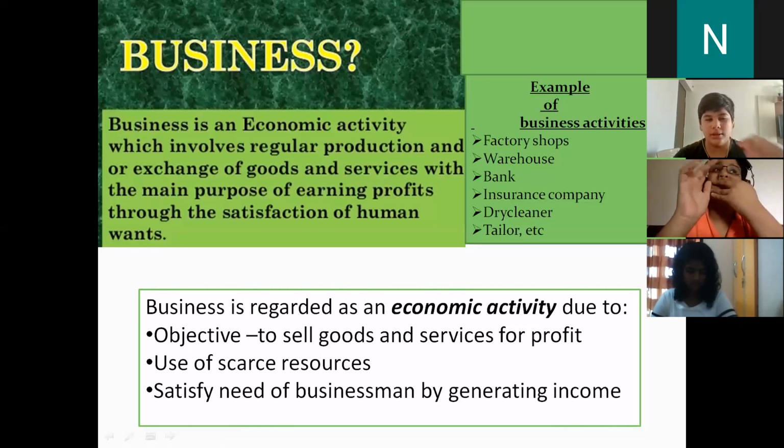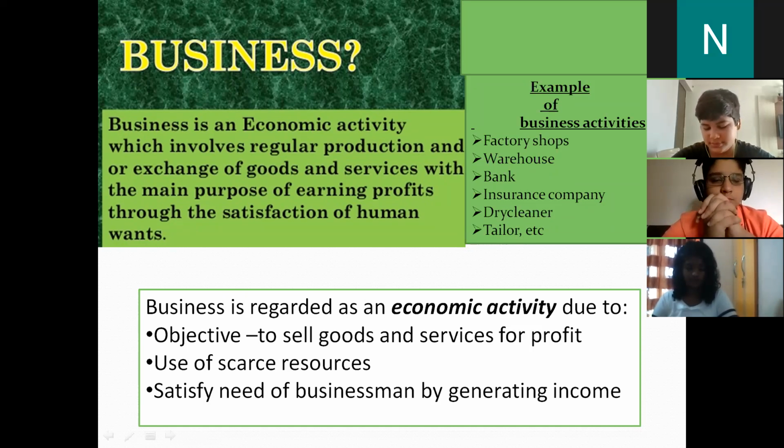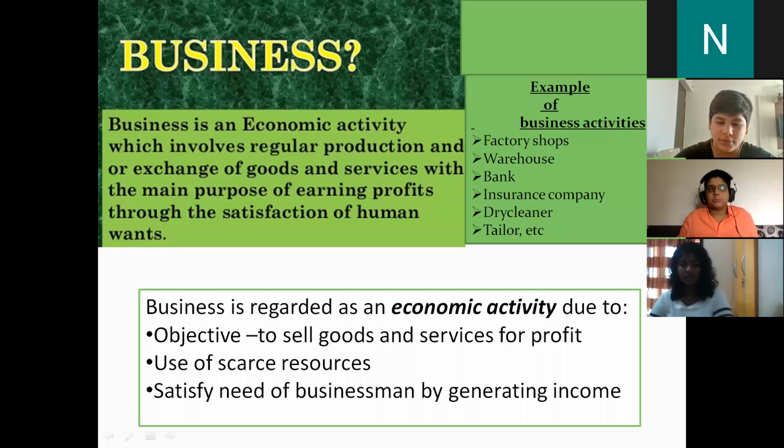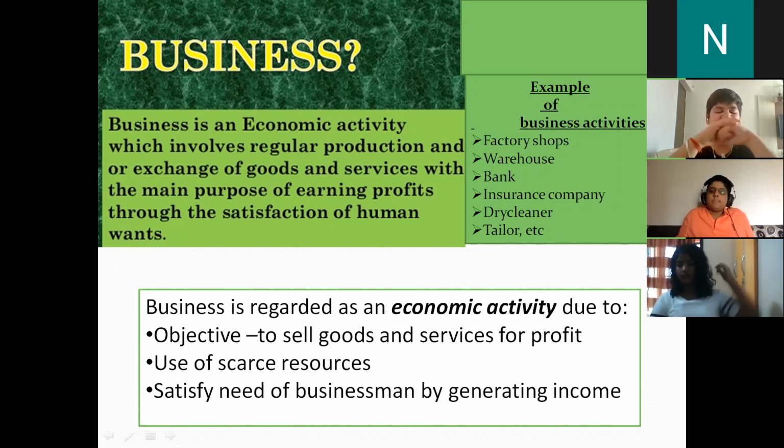Second point, similar to the characteristics of economic activity: business activities require the use of scarce resources. Scarce resources means land, labor, raw material, and capital. We have done it in the characteristics of economic activity, that we engage in economic activity by using capital, labor, raw material, and land. Similarly, in business also, since it is an economic activity, we use all these resources to run our business. Then the third point: business is an economic activity because it satisfies the needs of the businessman by generating income, that means by generating money, profit. And he wants to do it for whom? For himself and his family, and also for the society by making goods and services available to the people in the society. Are you clear with what business is, and why business is known as an economic activity?